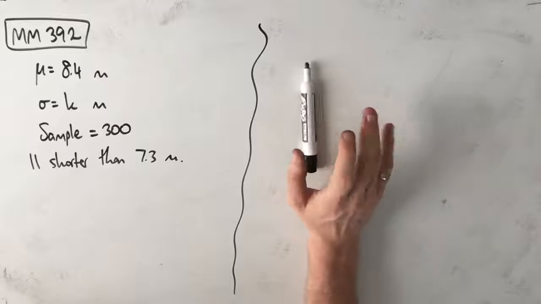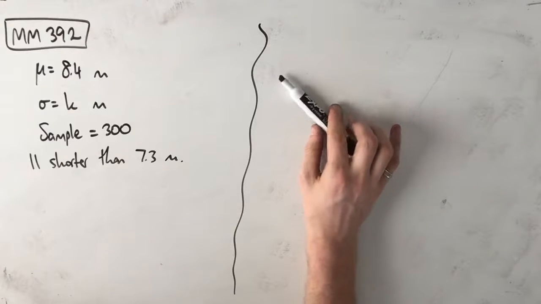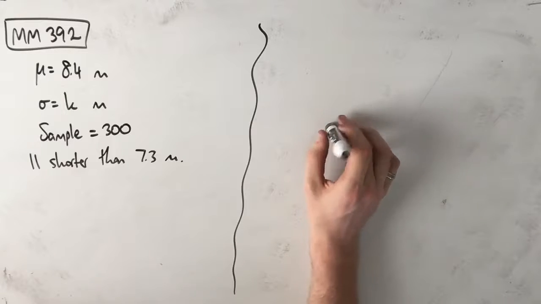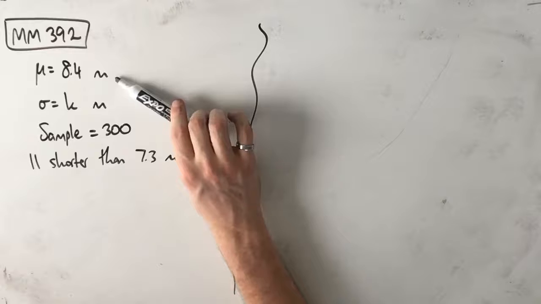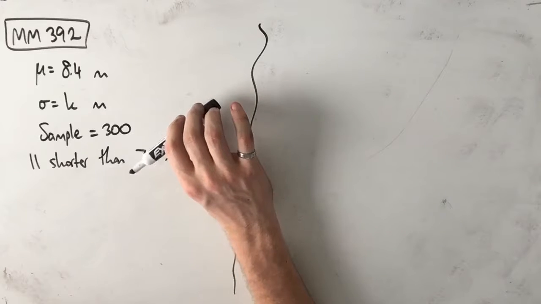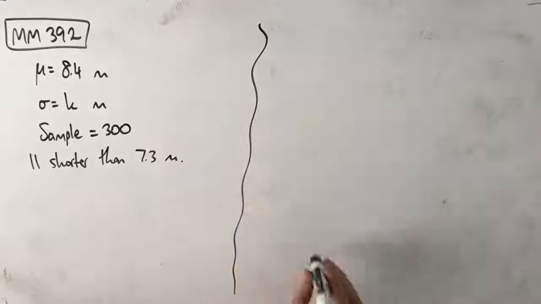So in this question, we're told the height of any given tree in a particular forest area is given by x meters, where x is a normally distributed random variable with mean 8.4 meters and standard deviation k meters. A sample of 300 trees is researched, and 11 of these trees are shorter than 7.3 meters tall. The value of k is.